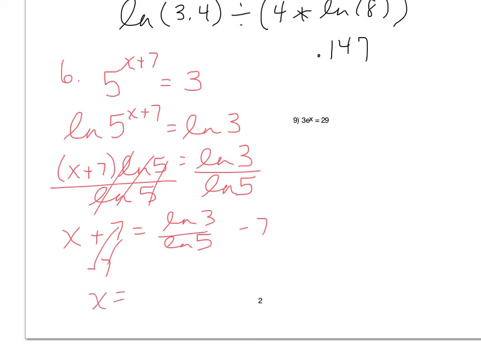And all that's going to go in your calculator. Natural log of 3 divided by natural log of 5. And then hit enter and then do minus 7. Well, you don't have to hit enter. Just make sure the minus 7 is not in the denominator. What's the answer? Final answer will be negative 6.317.